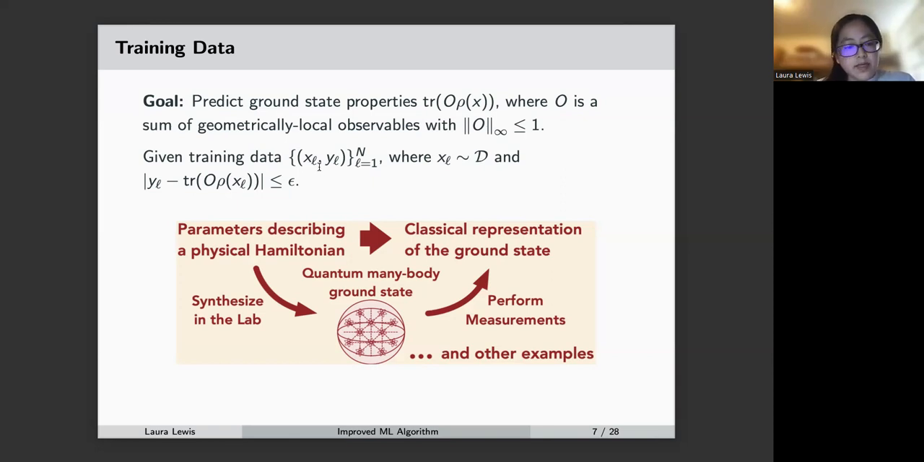So this is the training data. And there are different ways that you can generate this training data in practice. For example, you can synthesize a ground state in the lab and then perform a bunch of measurements and be able to create these pairs. Another way that you might be able to do it is by running simulations. So you can use DMRG to generate the training data.